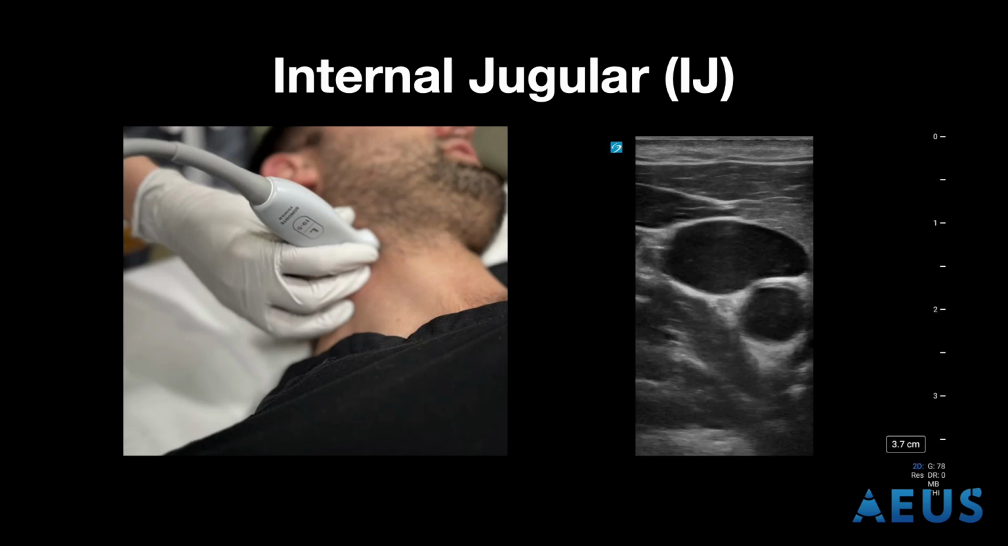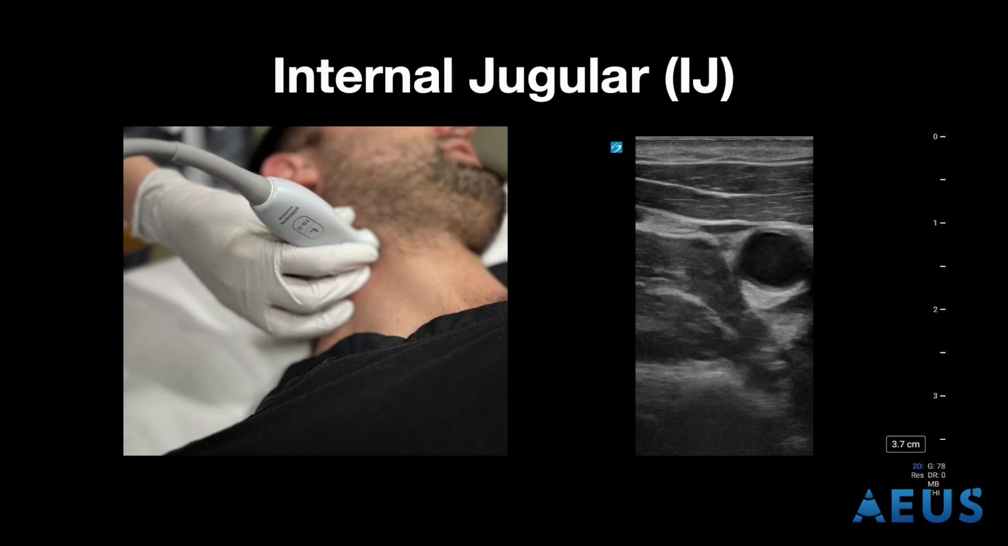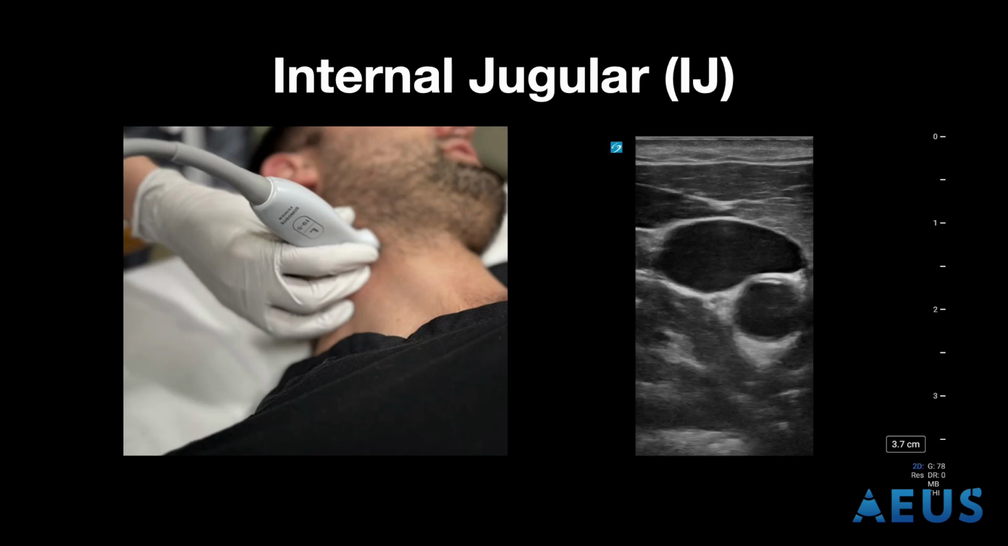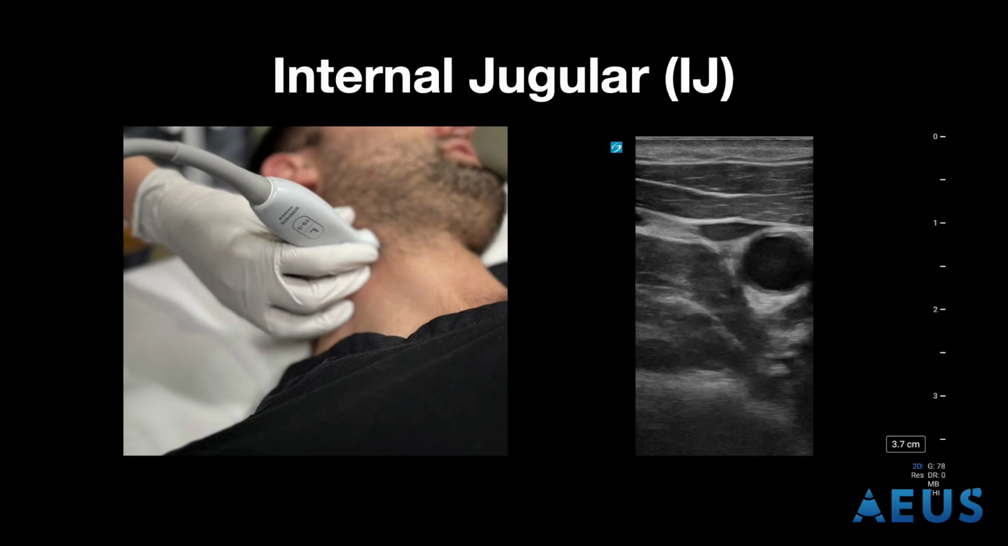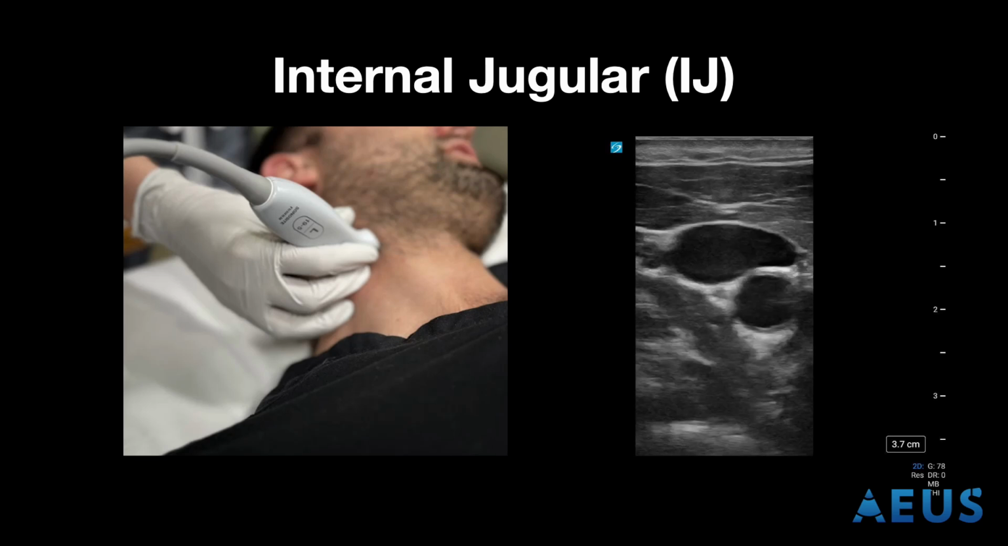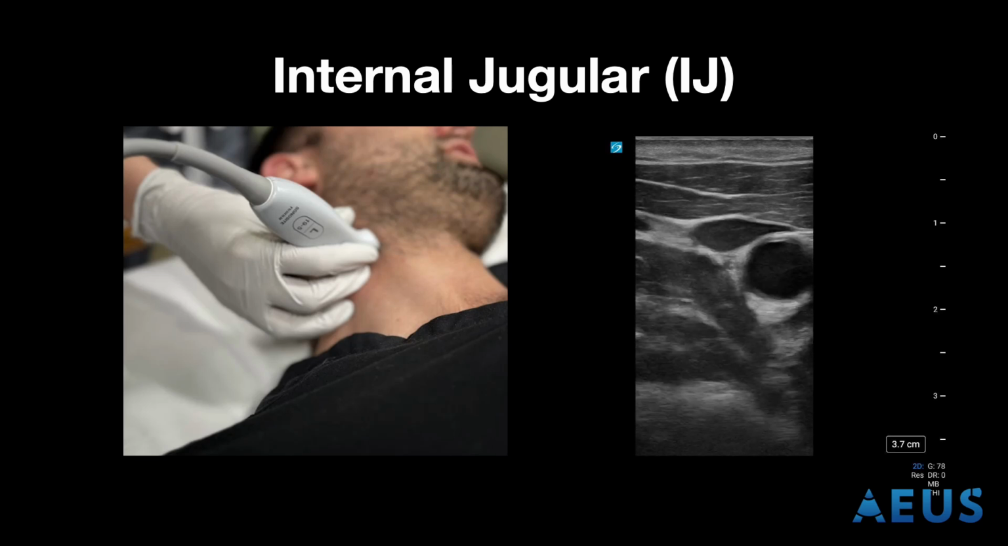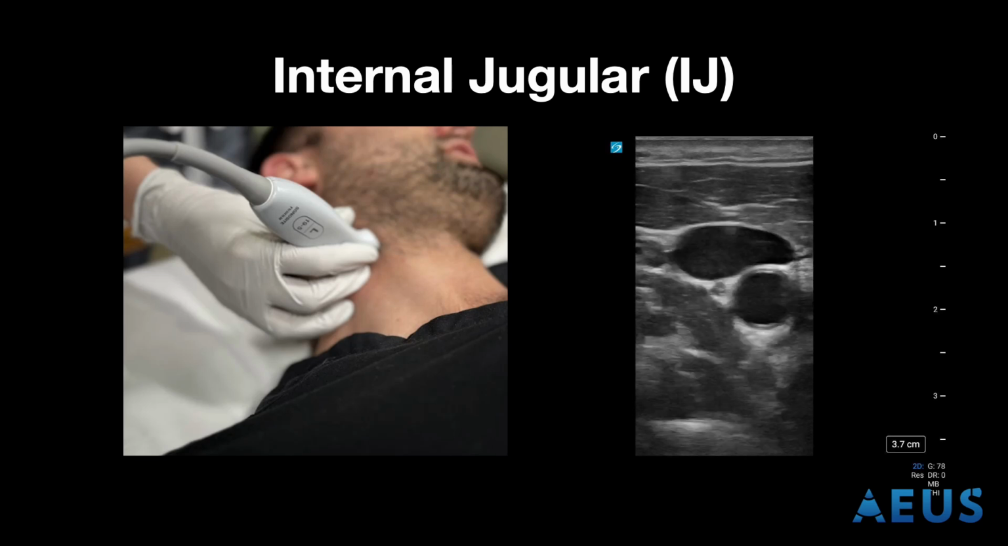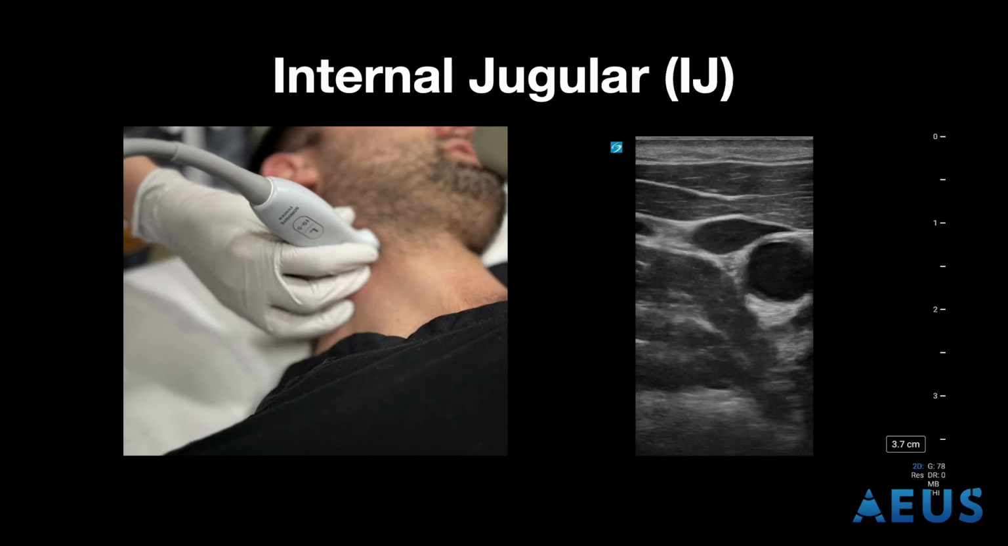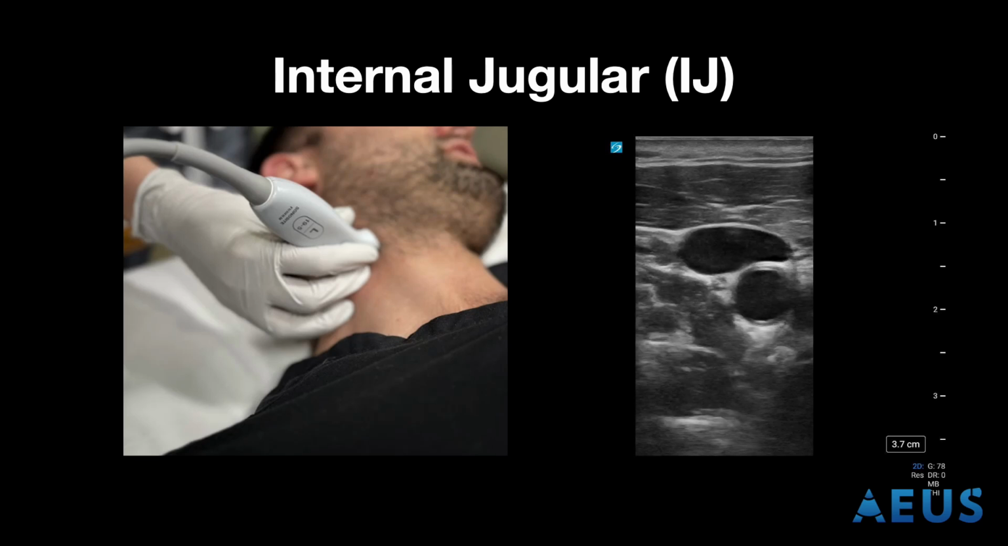Ideally, you will find the internal jugular at its most adjacent site to the carotid rather than directly on top. This will prevent a back wall needle access through the internal jugular and into the carotid.